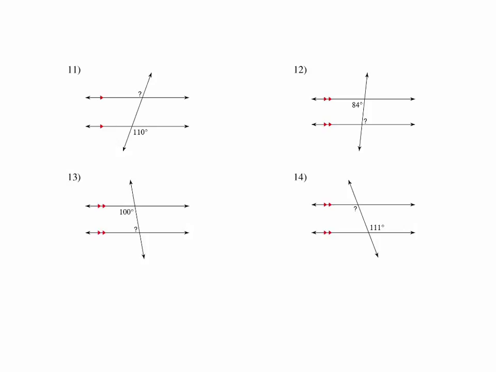In this first picture, the 110 degree angle and the angle we're looking for are alternate exterior angles, and we know these lines are parallel, and if lines are parallel, alternate exterior angles are congruent. So that angle right there is 110 degrees. In the next problem, number 12, here again we have parallel lines. 84 degrees and the question marked angle are alternate interior, and alternate interior angles are congruent if lines are parallel. So that angle must be 84 degrees.